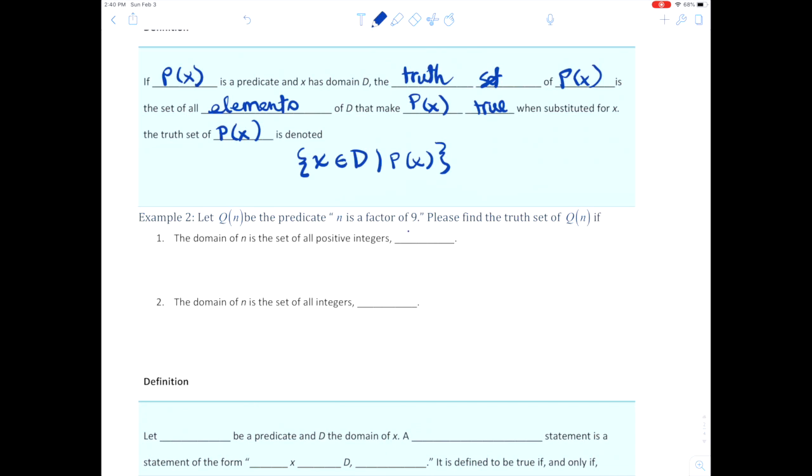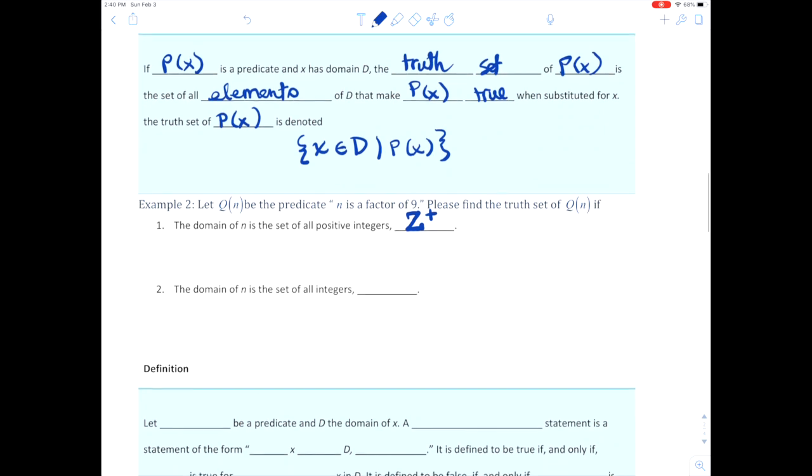By the way, another shortcut symbol you want to know is capital Z plus. It's usually done in a bold or fancy capital Z. So with this one, what would be true? What is it to be a factor? Remember, a factor of a number will evenly divide that number, so you will get no remainder other than, of course, 0. In the positive integers, which are the counting numbers, remember 0 is neither positive nor negative.